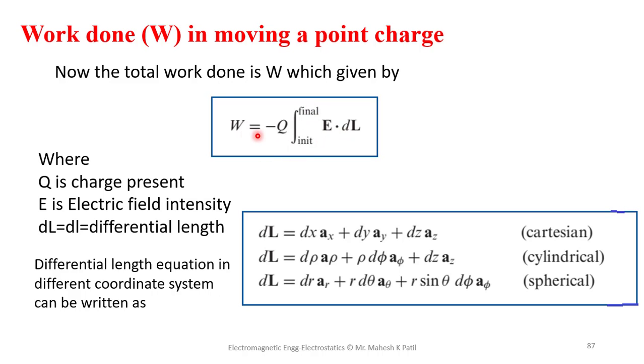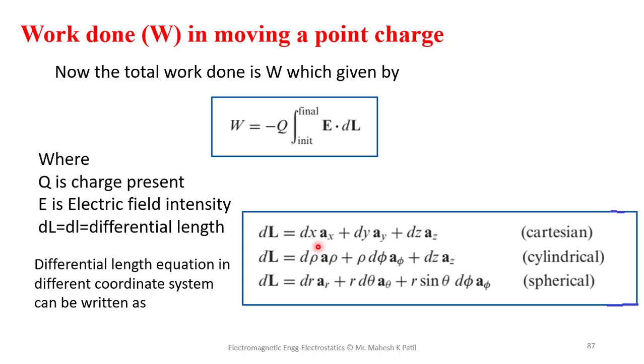Now if a problem is based on this work done calculation, then Q will be given to you and electric field intensity will be mentioned to you. You just have to write the equation of dl by observing in which coordinate system this particular situation is given. The differential length equation in different coordinate systems we have already seen, but we will revise here.